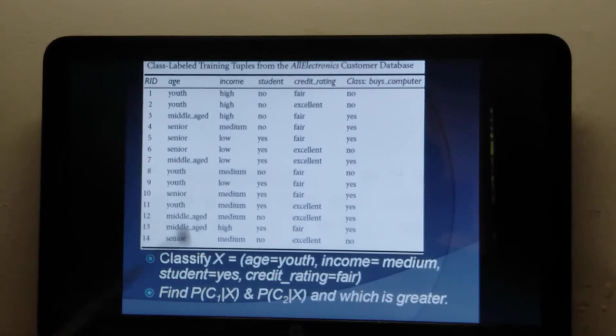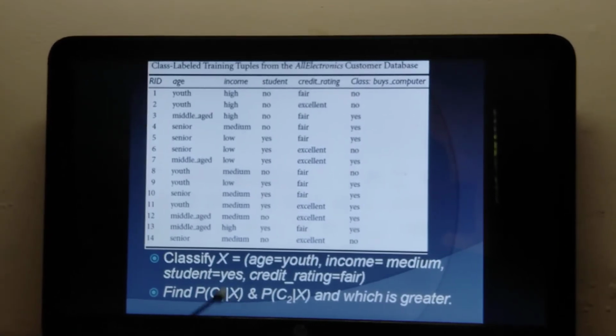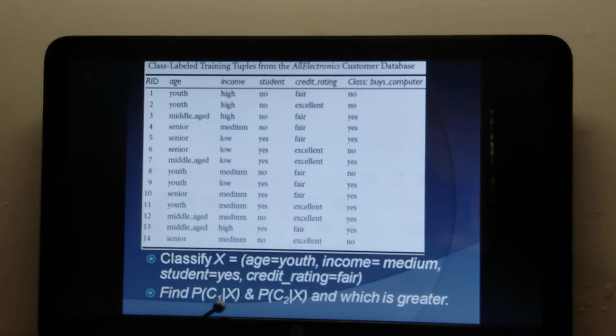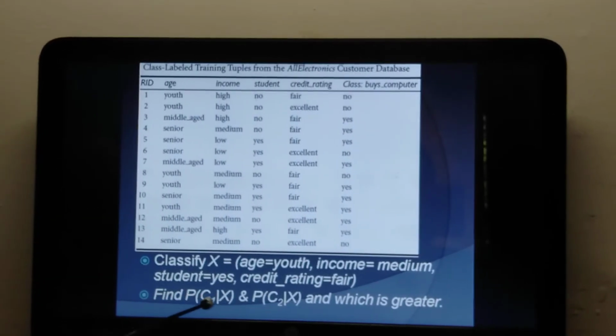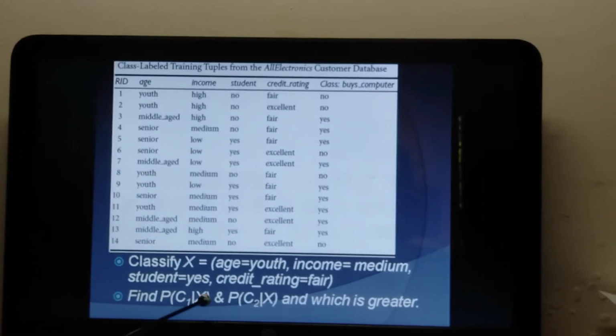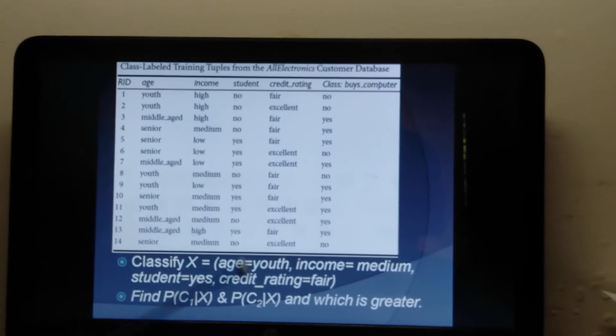Now what we need to do is find the probability of C1 given x and the probability of C2 given x. Now C1 is yes, there are only two classes, yes and no. So the probability of yes given x and the probability of no given x. Whichever is greater, that is our answer. So what are we going to do?